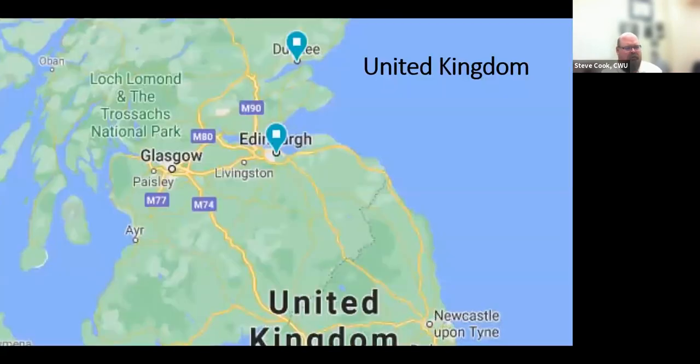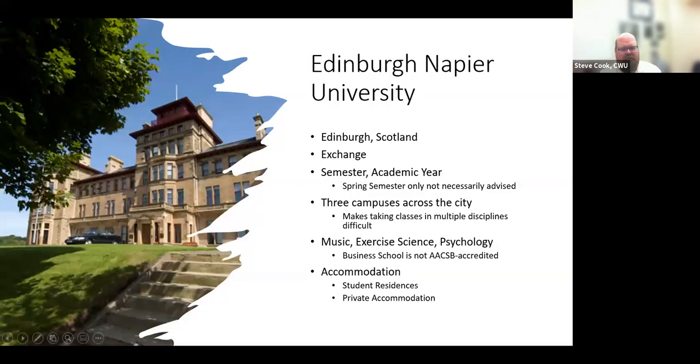Okay, and last but not least, our last 2 partners are in the UK and specifically Scotland. So we have Edinburgh Napier in the capital city of Edinburgh, and then also the University of Dundee up in Dundee, which is about an hour by train from Edinburgh. Start off, Edinburgh Napier University, like I said, is in Edinburgh.